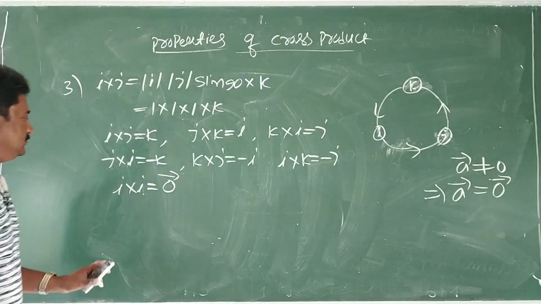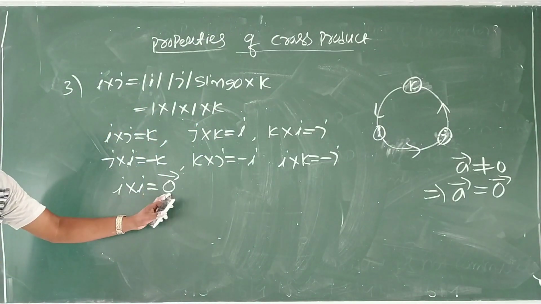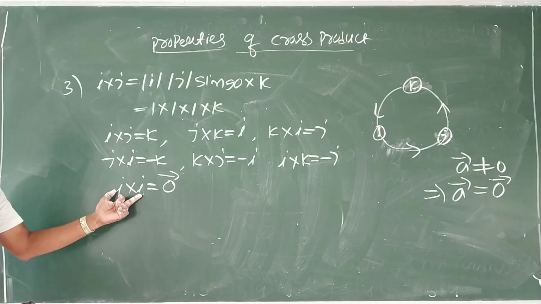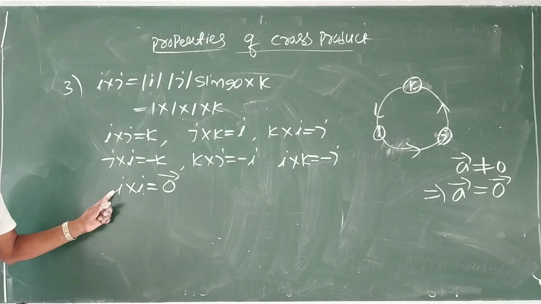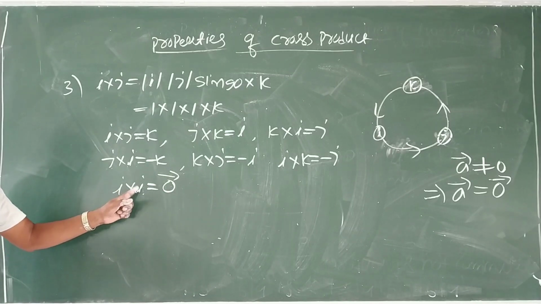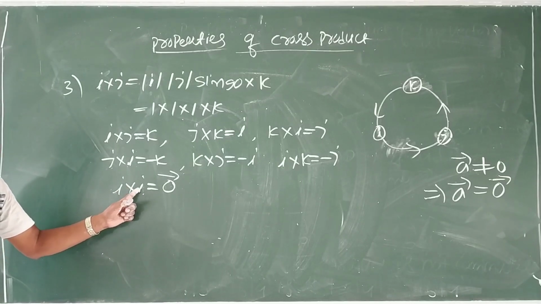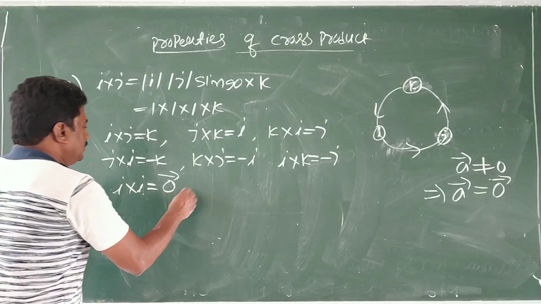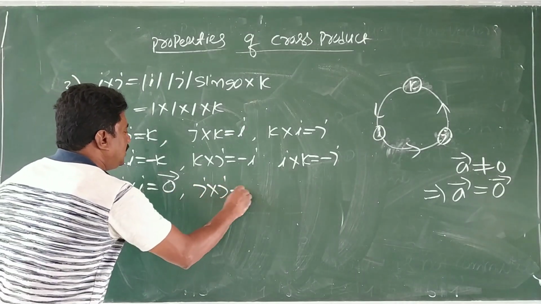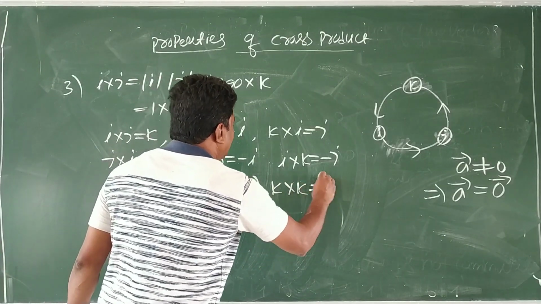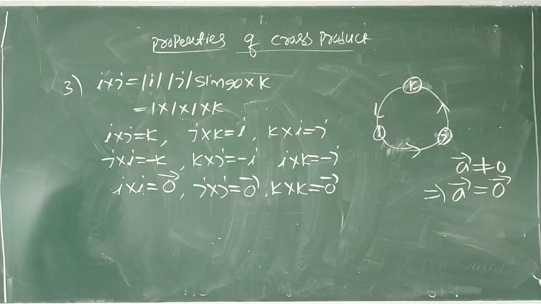Right? Okay. I cross I. Is it 0 or 0 vector? 0 vector, because the cross product of two vectors is a vector. I is a unit vector, it is not a scalar. I is also a vector. It should be 0 vector. Next, J cross J, zero vector. K cross K, zero vector. I hope you understood. Let's move on to the next property.